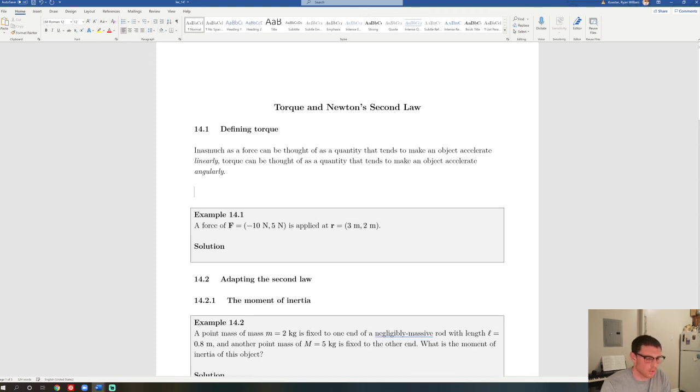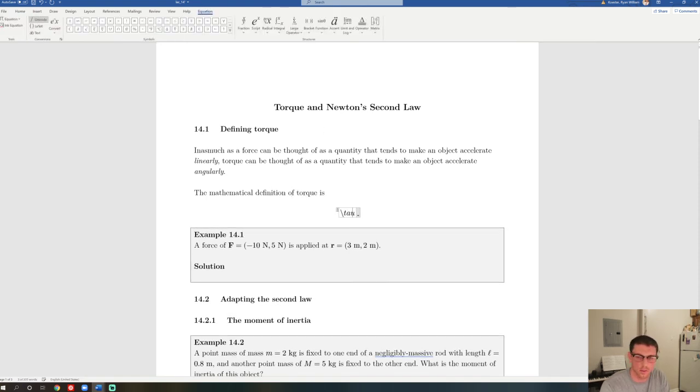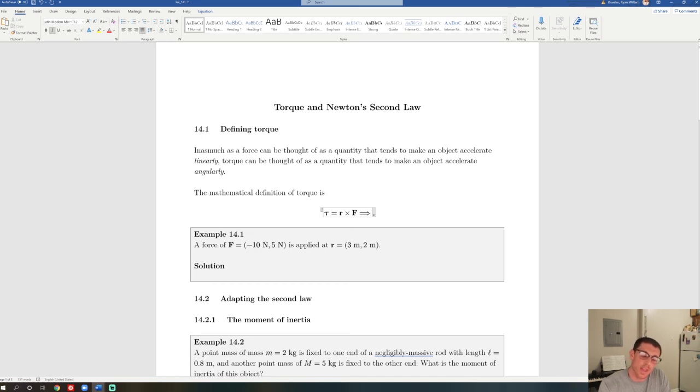Okay, so the mathematical definition, though, of torque is r cross F. And these should be vectors, right? And I will make them vectors. But what this means is, as with any cross product, we can solve for the magnitude by applying something like this: just the magnitude of the r vector times the magnitude of the F vector, and then tack on a sine of theta, where theta is the angle between them.